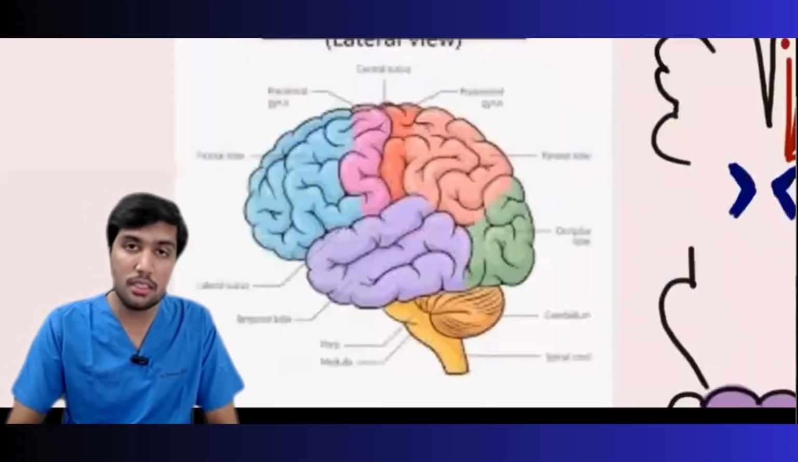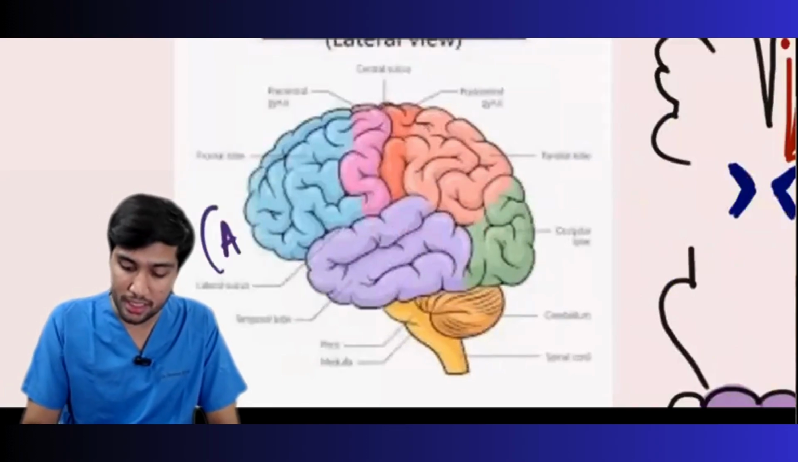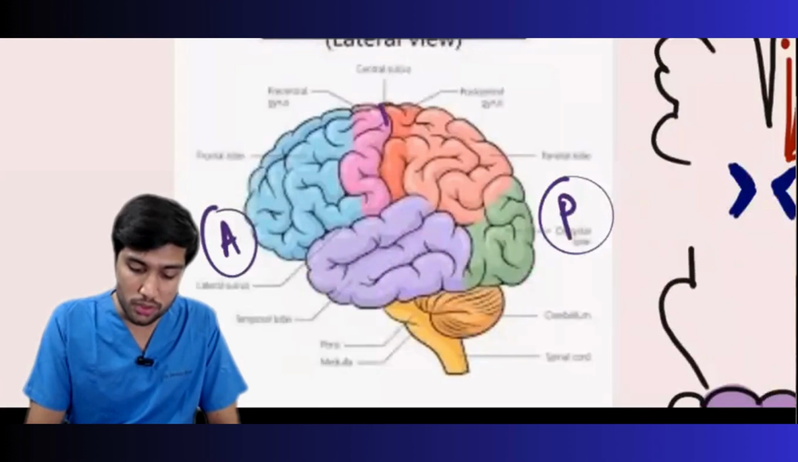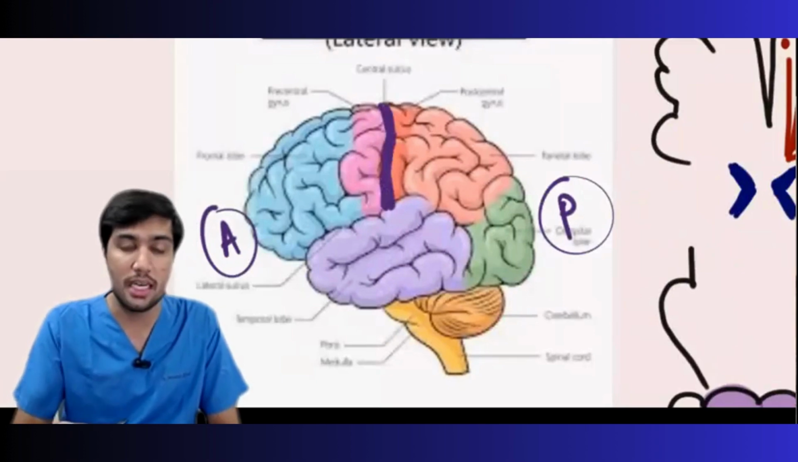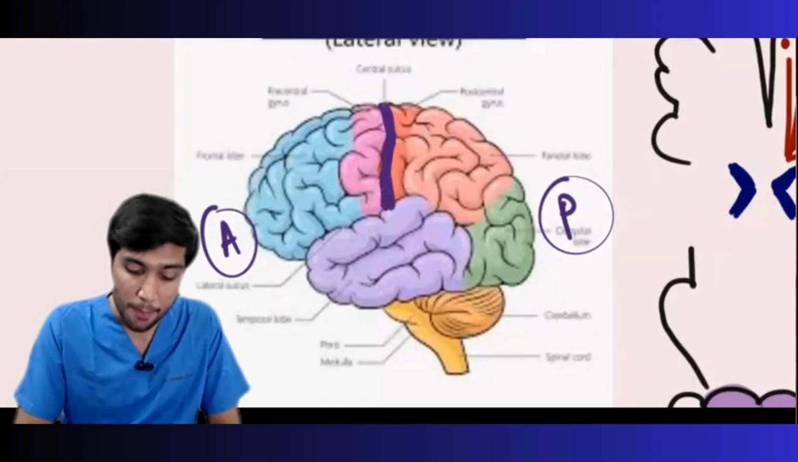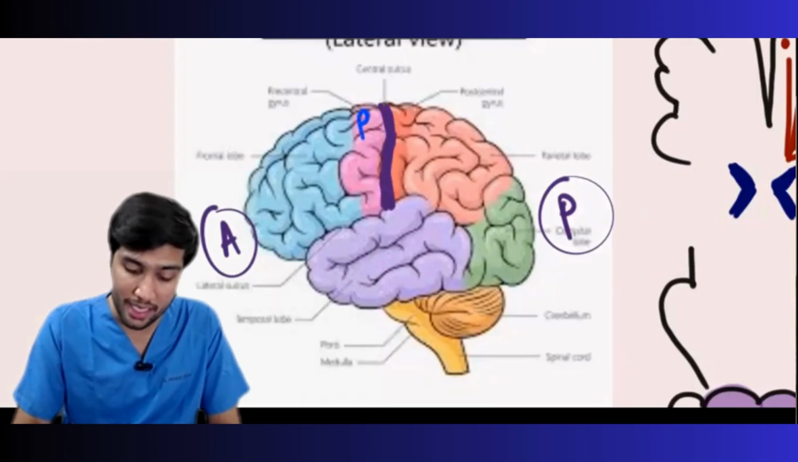Let's look here. This is our cute little brain. This is the anterior side and this is the posterior side of the brain. And in the center, you see this sulcus, which is known as the central sulcus. So the gyrus, which is just anterior to the central sulcus, is known as the precentral gyrus, which has your primary motor cortex area, which is denoted as the Brodmann's area number 4.